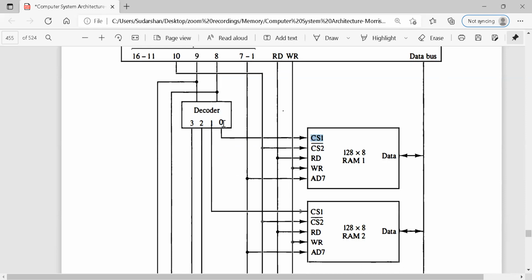See here, if it is 0, it goes to chip CS1. That means chip number 0. If it is 1, it goes to chip number 1. CS1 represents chip number 1. CS1 remains the same.